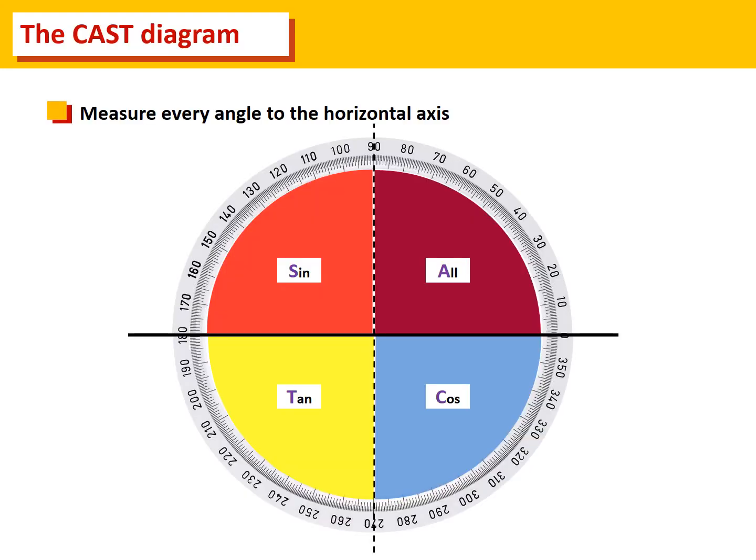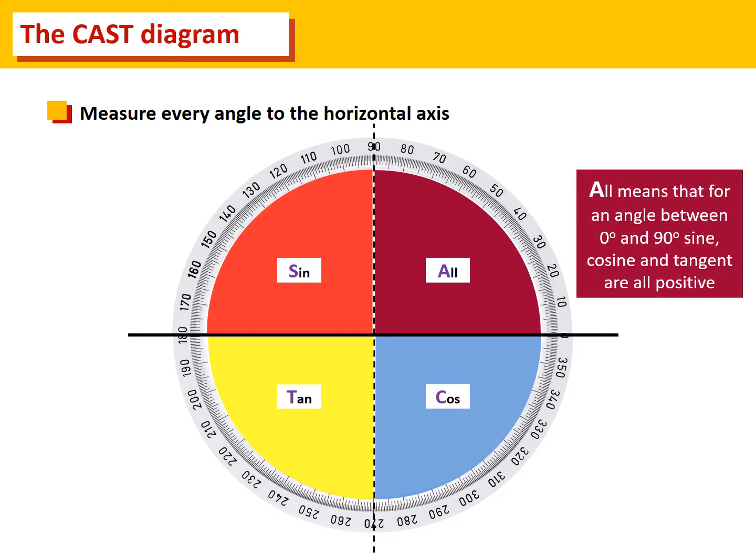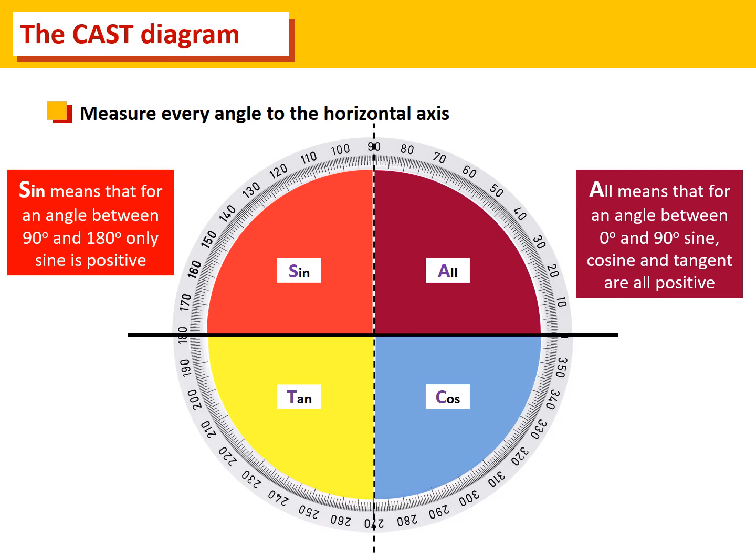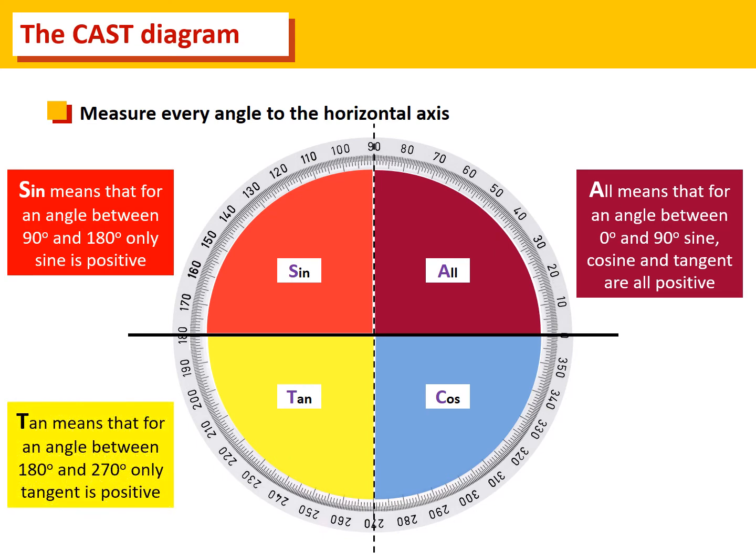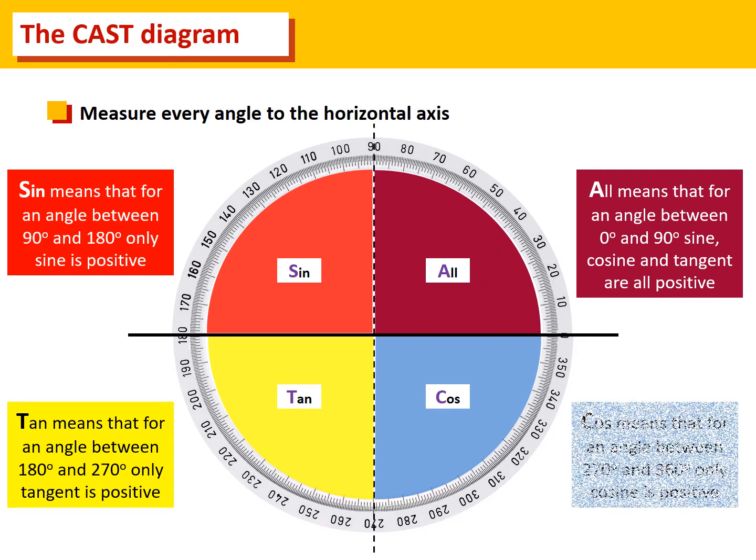So that diagram explains what the CAST diagram is all about. Between 0 and 90 degrees, all the trig ratios, sine, cos and tan, are positive. Then between 90 and 180 degrees, only the sine ratio is positive. Between 180 and 270 degrees, only the tan ratio is positive. And then between 270 and 360, only the cosine ratio is positive.